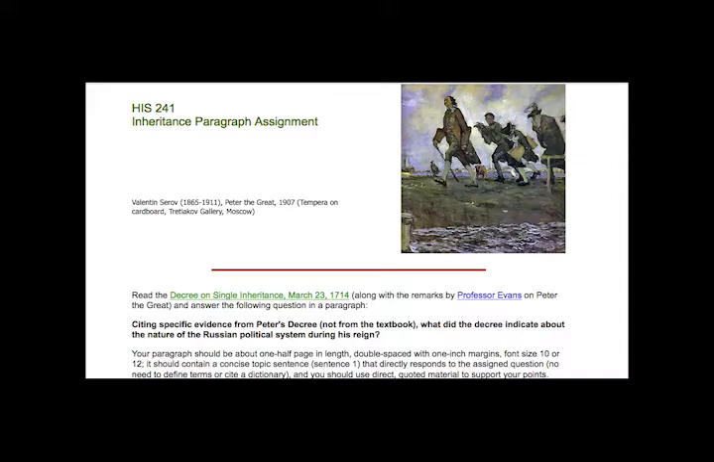Of course, during his long reign, he issued a lot of decrees as he sought to transform Russia and make Russia more of a Western European power. This is just one of them that I've chosen that we're going to be practicing our document analysis.